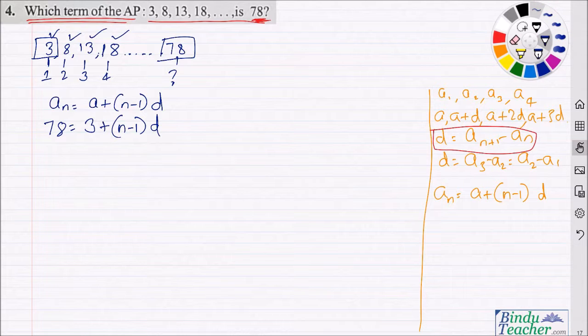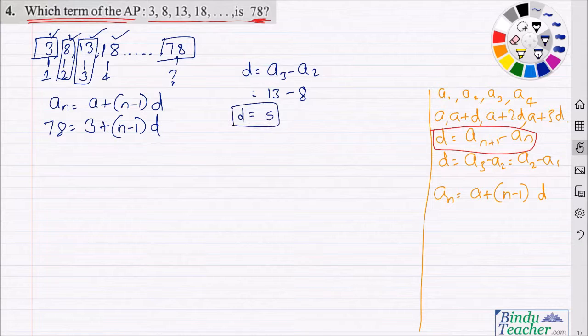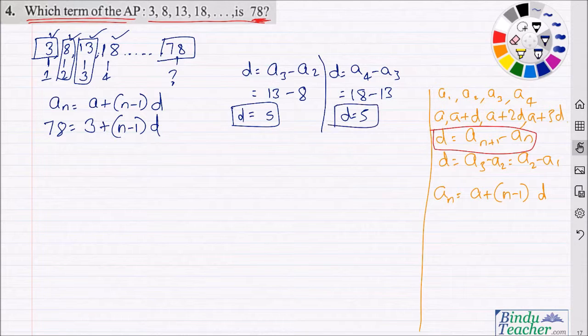So let's calculate D on this side. We'll write D equals A3 minus A2. Here the value of A3 is 13 and the value of A2 is 8. So 13 minus 8, we get 5. Now just to be sure that this is the right value, I'll calculate D again, but this time for A4 minus A3, and I should get the same value. So 18 minus 13, which also gives me 5. With this we can say that the common difference D equals 5.